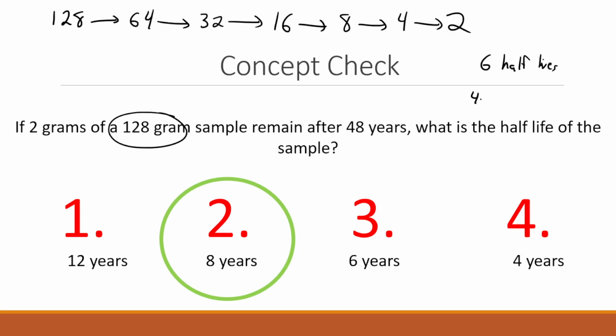And we know that that takes 48 years. If 6 half-lives takes 48 years, that means each one of those half-lives is 8 years each. So the half-life of that thing is an 8-year half-life. Right, just cutting that number in half over and over and over again and thinking about it.